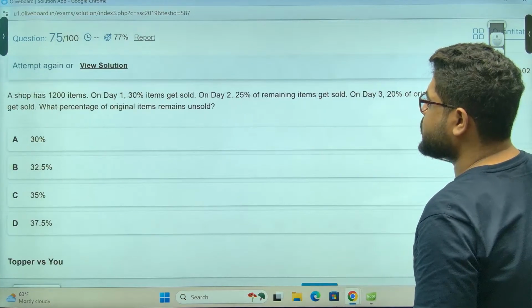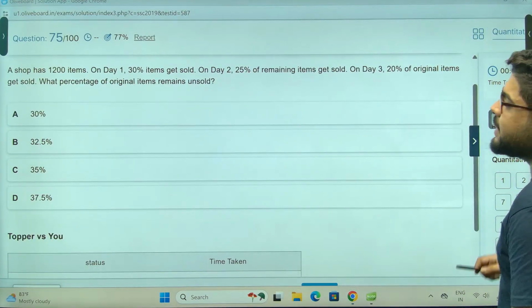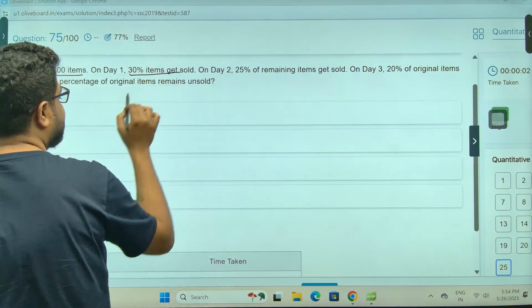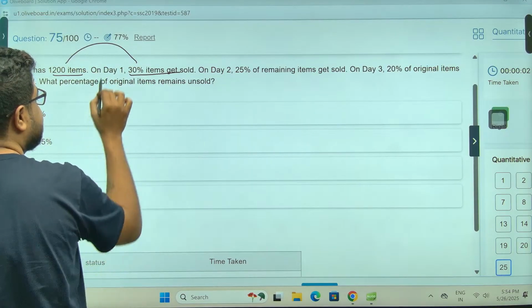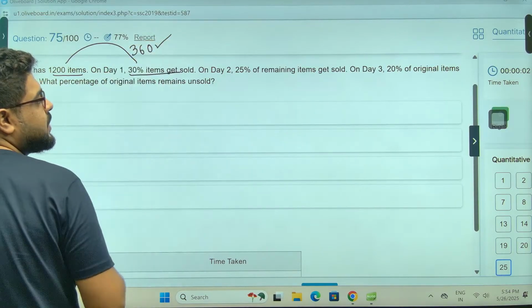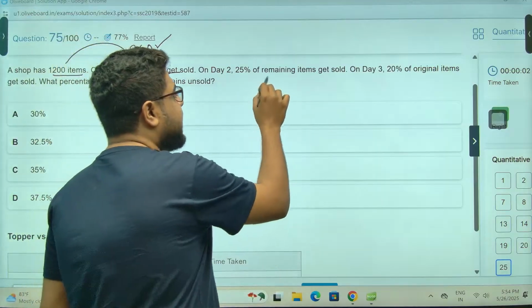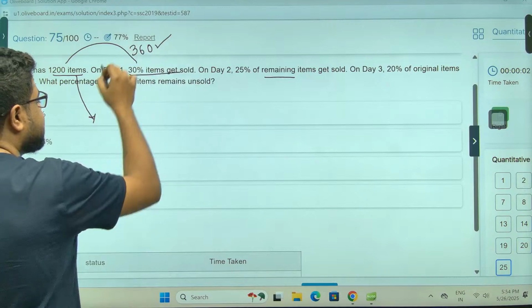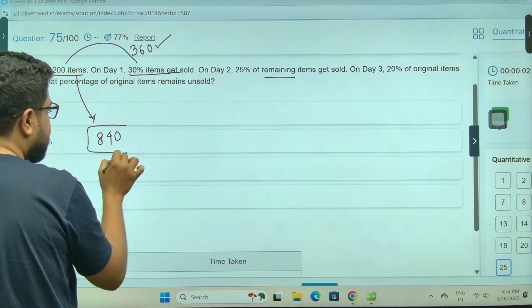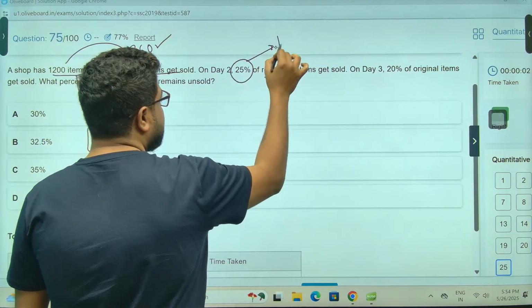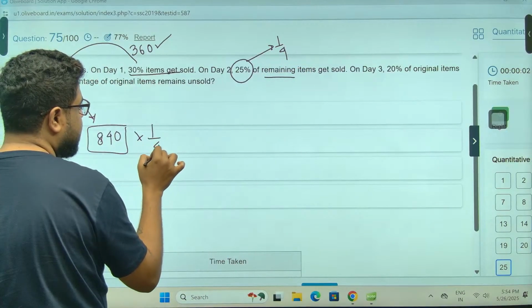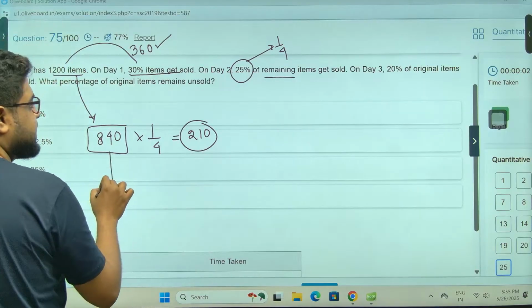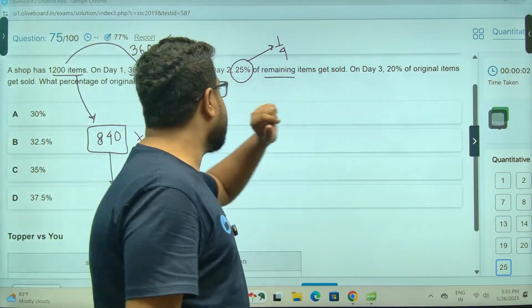A shop has 1200 items. This is a percentage question. On day one, 30% got sold. 30% of 1200 is 360, so 360 items got sold. Now 25% of the remaining. I need to calculate: 1200 minus 360 leaves 840. This much remaining, 25% means 1/4, so 1/4 got sold here. That means 210 got sold. On day three, 20% of the original items got sold.